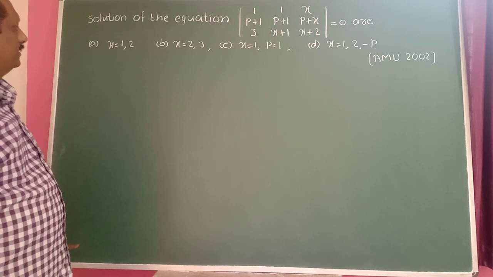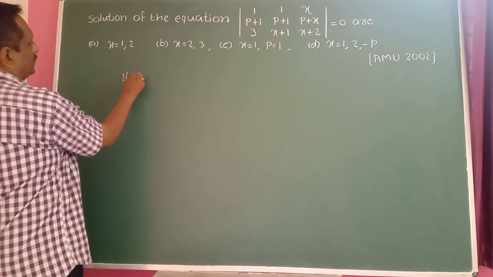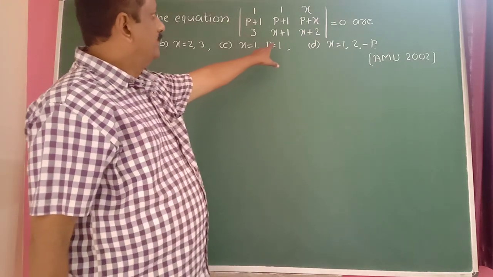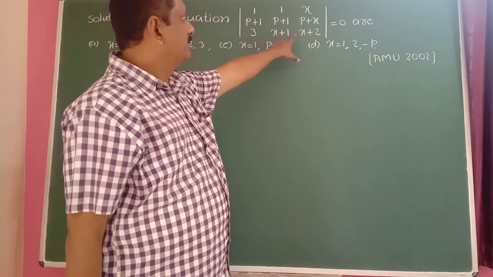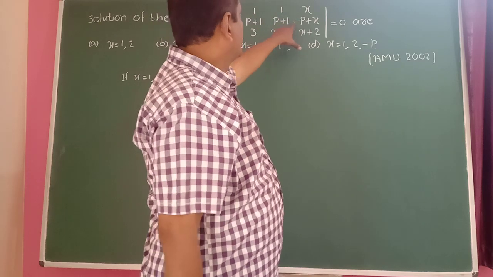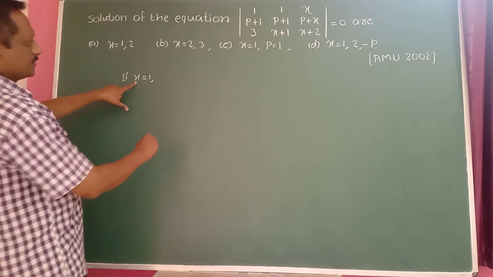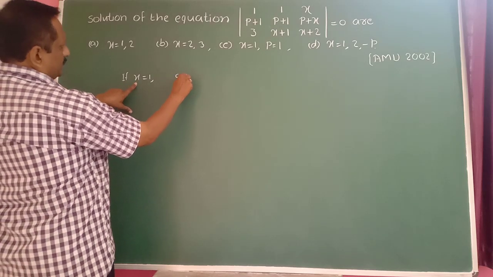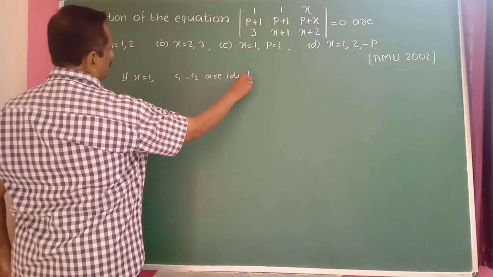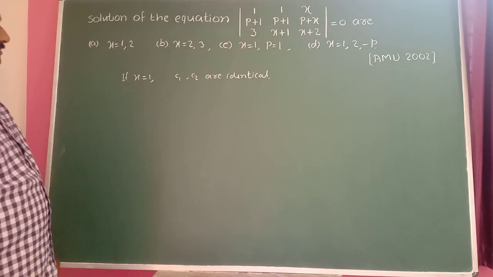Okay, here if you take x equal to 1 here, we put x is equal to 1 here. Here also x equal to 1. Therefore x is 1 here. This one 1, p plus 1, here also p plus 1. 1 plus 2 becomes a 3 here. Therefore if x equal to 1 here, so C1 and C2 are identical. Therefore value of the determinant is 0.